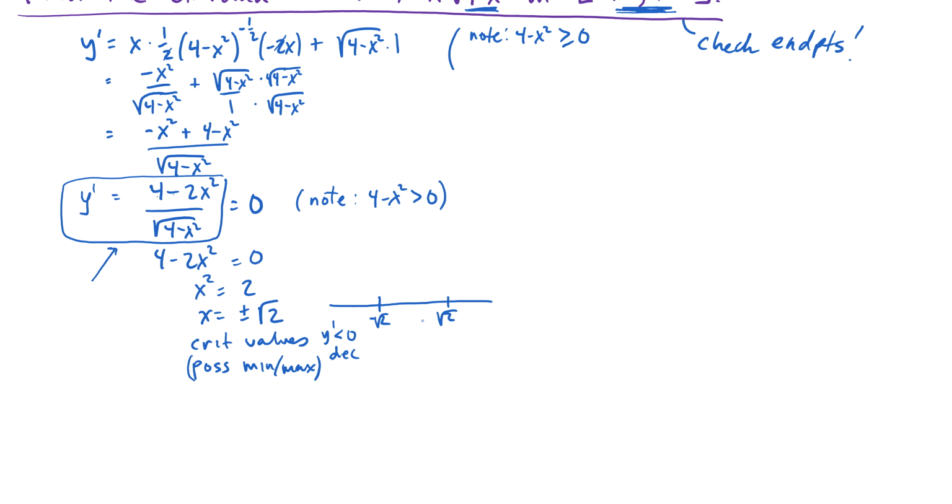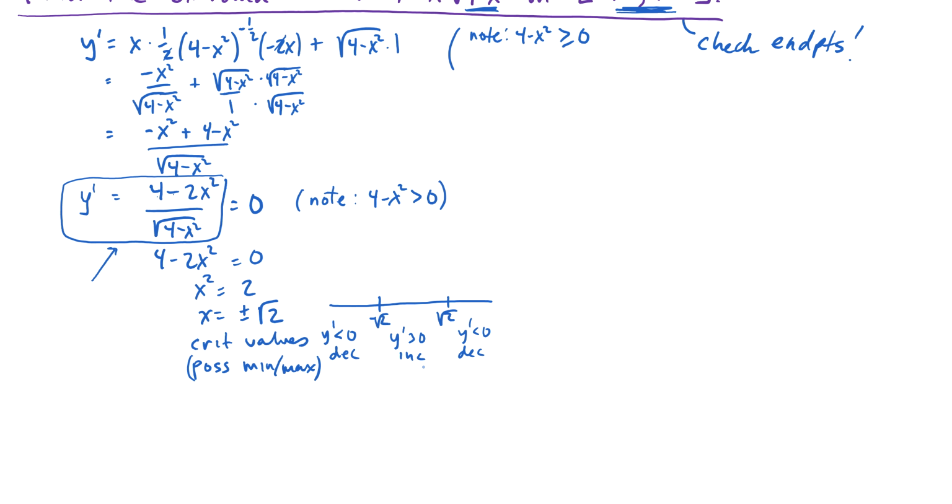Pick a number between the two, like 0. Well, that's positive, increasing. A number bigger than square root of 2, like square root of 2.1, same reasoning as before, is going to make that negative. So it's decreasing. Make sure that it makes sense to you how I got this negative.